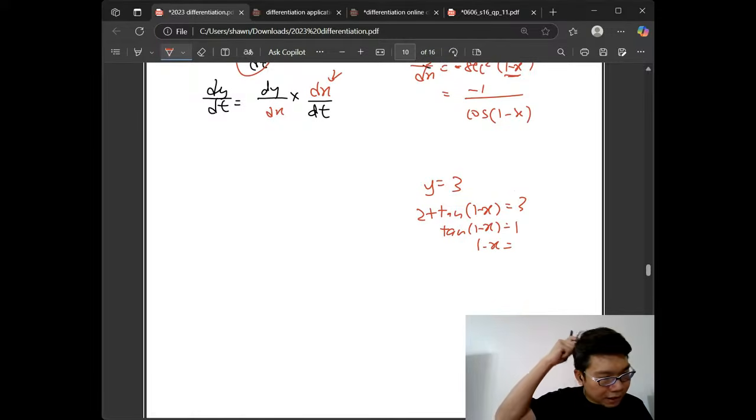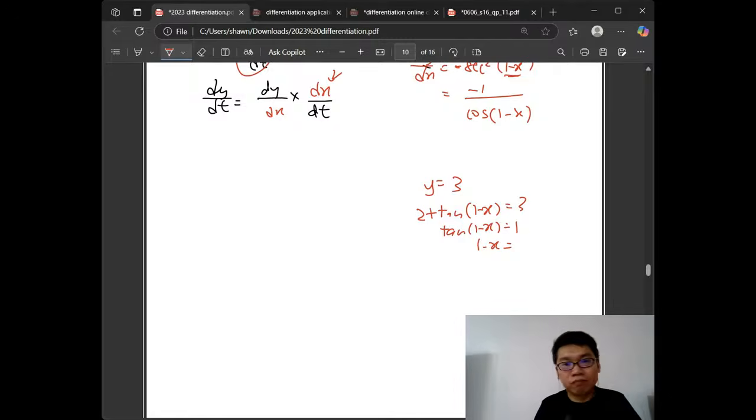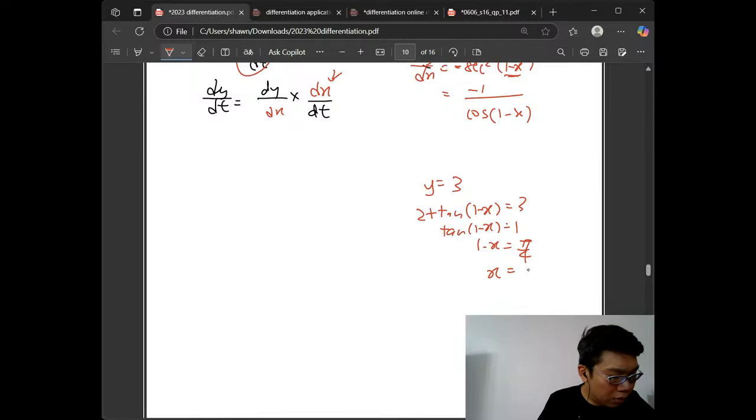So you shift tangent 1, pi over 4. X is pi over 3. 3 pi, 1 minus pi over 4 is 3 pi over 4. Okay. So here you subs in.